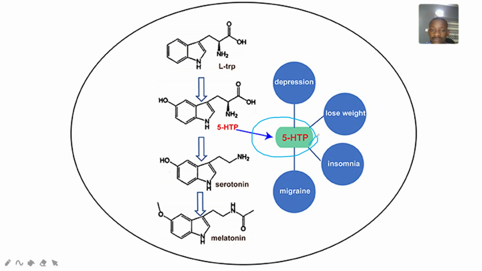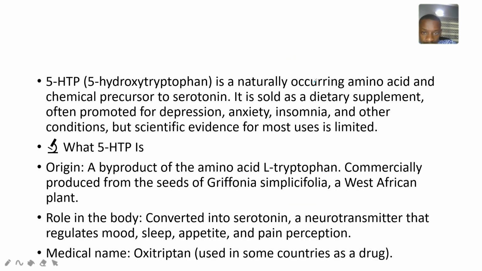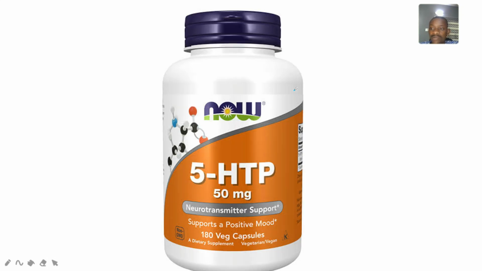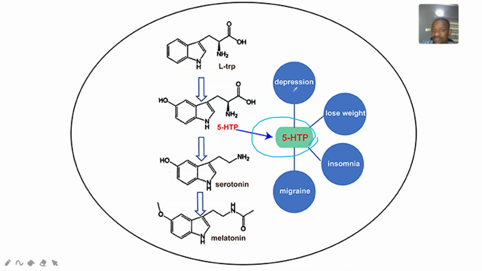5-HTP. Okay, so just so you know, it's a naturally occurring amino acid. So it's a precursor to serotonin. So this 5-hydroxytryptophan, right? That's why it has been made into a drug. If a patient has any issue that has to do with low levels of serotonin, I can give this one to make serotonin for them. See, it obviously becomes what? Serotonin.